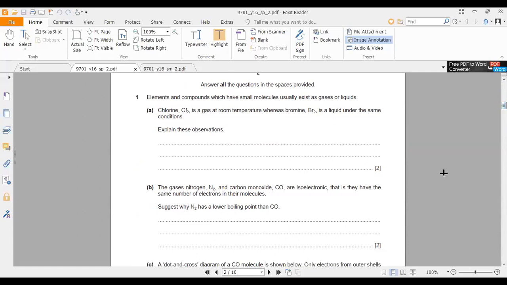Question number 1. Elements and compounds which have small molecules usually exist as gases or liquids. Chlorine is a gas at room temperature, whereas bromine is a liquid under the same conditions. Explain these observations. So 2 points, 2 marks. Your chat option is open. So hopefully you will use it properly.